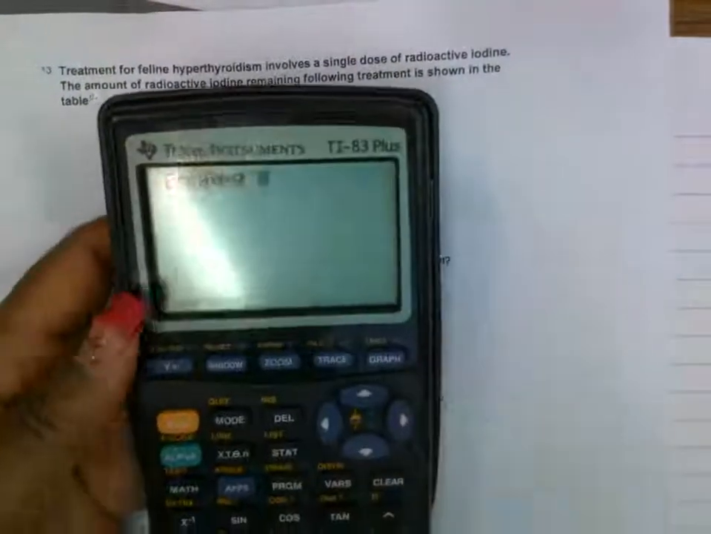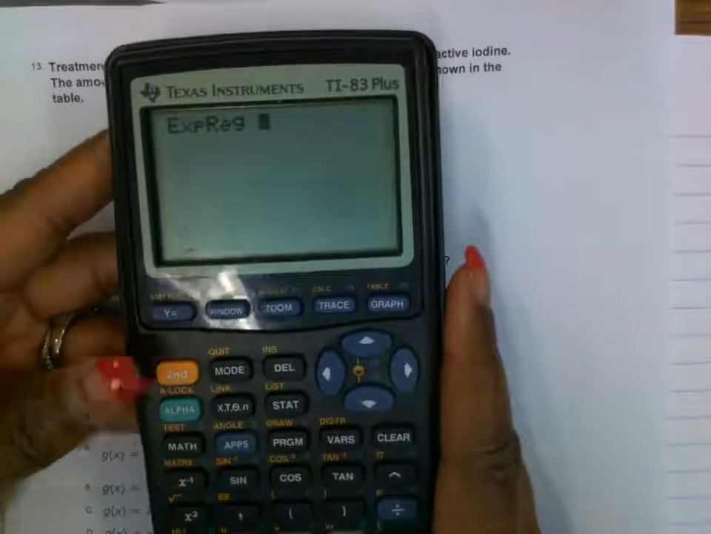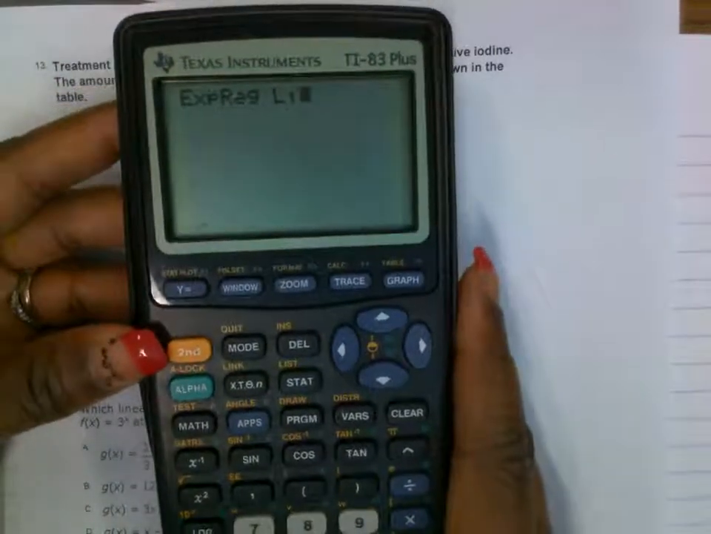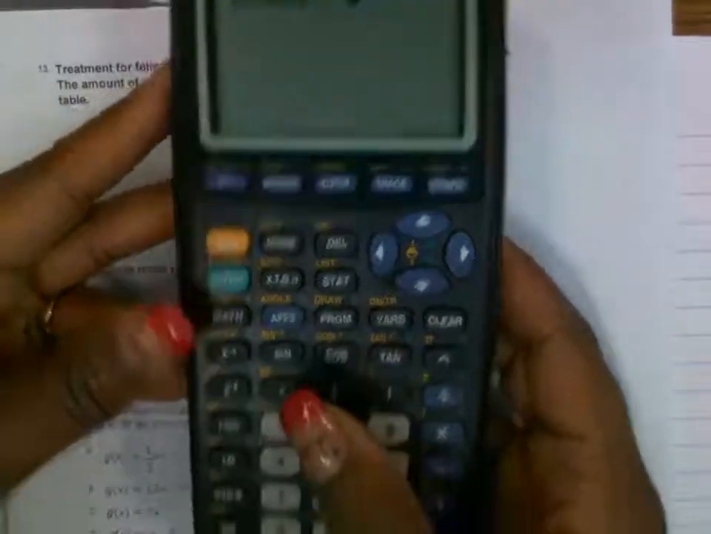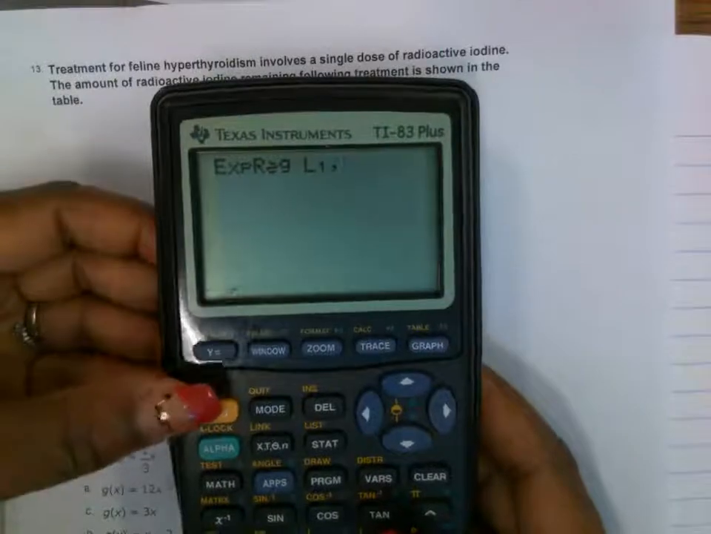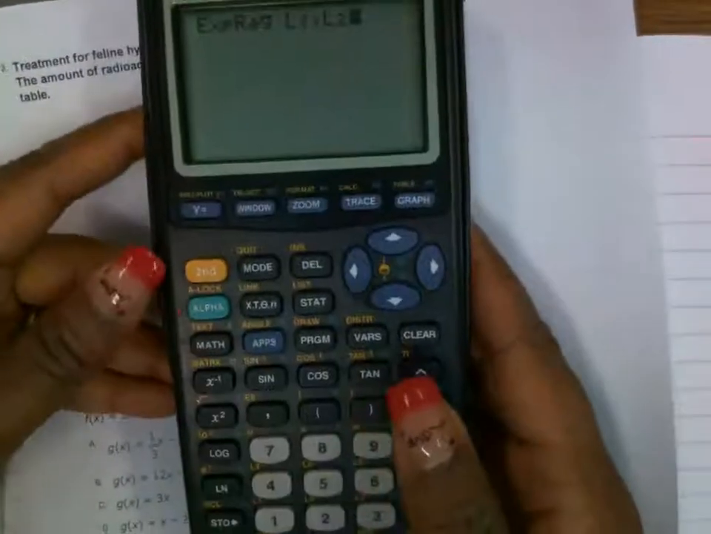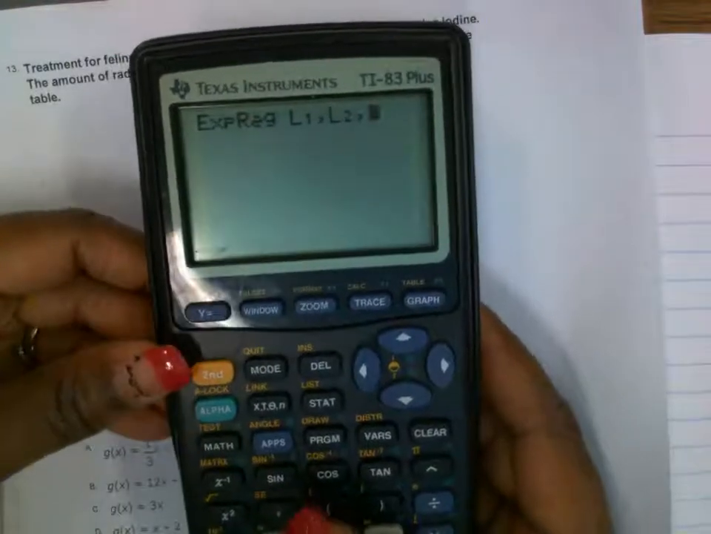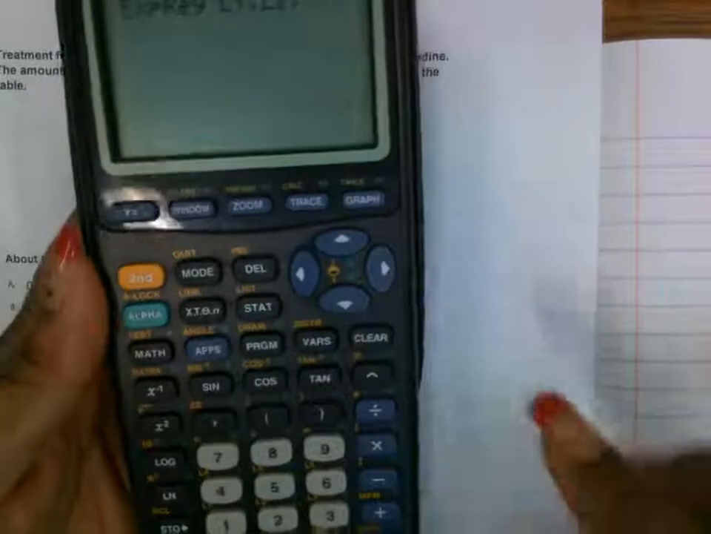We don't have a whole lot. So here you're going to press, watch what I do. Press the second button and 1. That's your X values. Comma, look where comma is. It's right above 7. Comma. Second 2, that's your Y values. Then press comma. Now watch what I press, okay? Try not to go too fast.